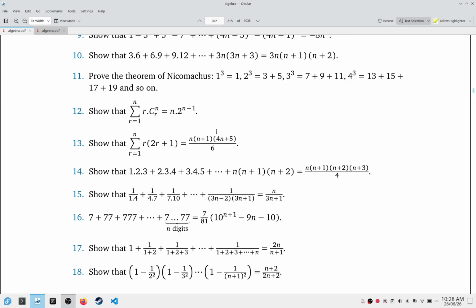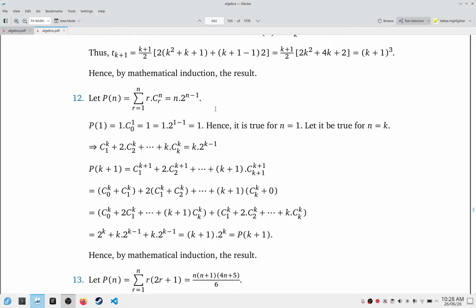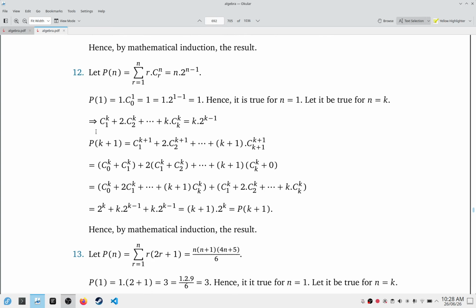Okay, now we have question number 12. We have to show that sigma r is equal to 1 to n, r times nCr is equal to n times 2 to the power n minus 1. So we let n is equal to 1: left hand side is 1 into 1C1, that is equal to 1. And the right hand side becomes 1 into 2 raised to the power 1 minus 1, that is 2 to the power 0, so that is also equal to 1. We let it be true for n is equal to k. So kC1 plus 2 into kC2 and so on up to k into kCk is equal to k into 2 to the power k minus 1.